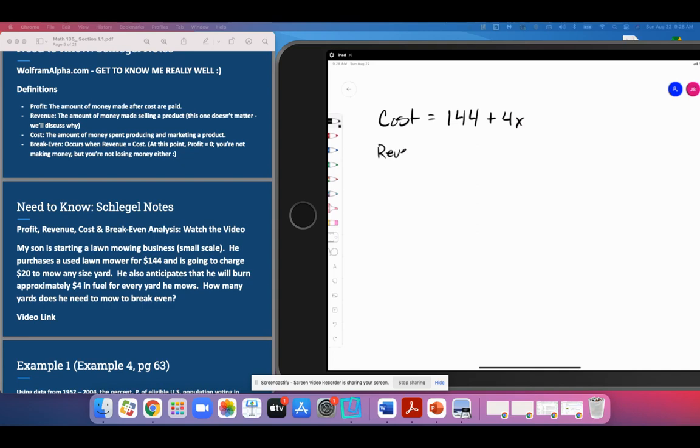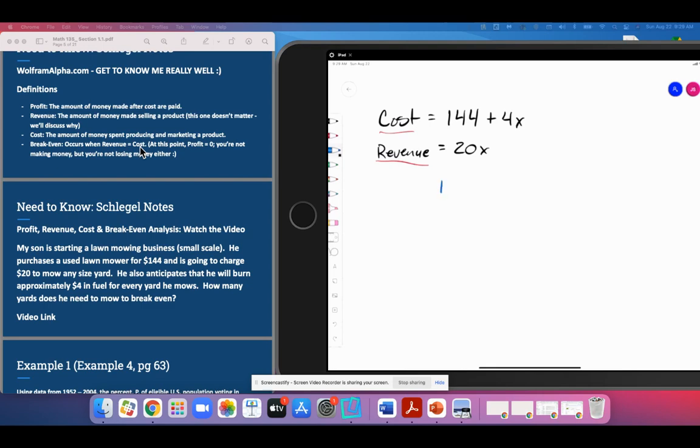So again, revenue is the amount of money made by marketing and selling your product, or in this case, mowing a yard. And the revenue is going to be $20 for every yard that he mows. So 20x is going to represent that, because x represents the number of yards that are mowed. And if we go back up to our definition, folks, break even occurs when revenue is equal to cost. And so right now we've got a cost function and a revenue function. We can set these two things equal to each other, and that will tell us when my son would break even. So let's go ahead and do that.